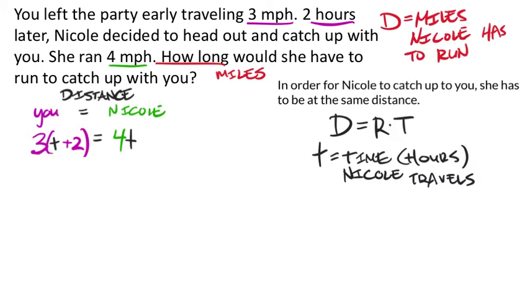It's just that, remember, the answer wants how many miles Nicole ran. So you still need to figure out how many hours Nicole ran to catch up to you. But this becomes an equation that we just need to solve at this point. So I'm going to distribute the 3. 3 times t is 3t. 3 times 2 is 6. And this still equals 4t.